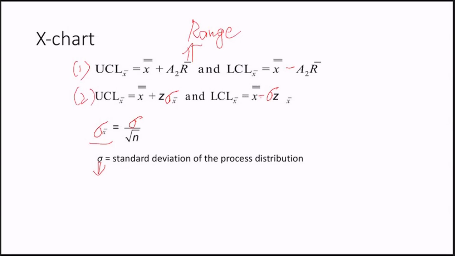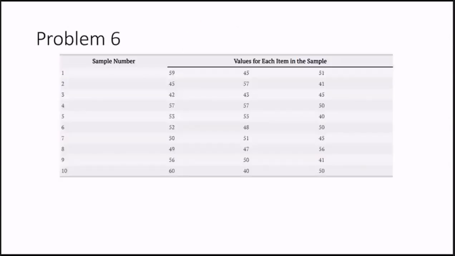And for problem 6, it actually has a specific requirement for the method you should choose for the control chart, because it asks you to begin with calculating the overall standard deviation and the standard error, which is the sigma x. This means we need to choose the second method to obtain the X-bar chart.